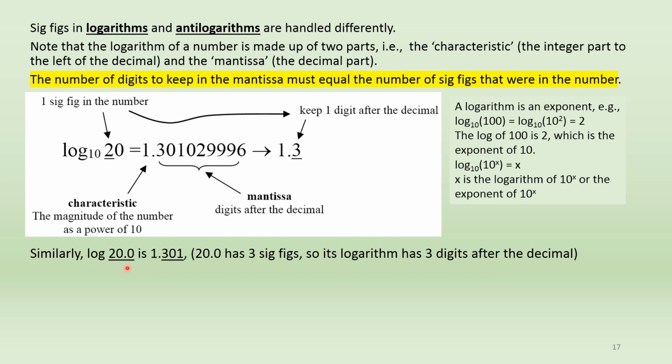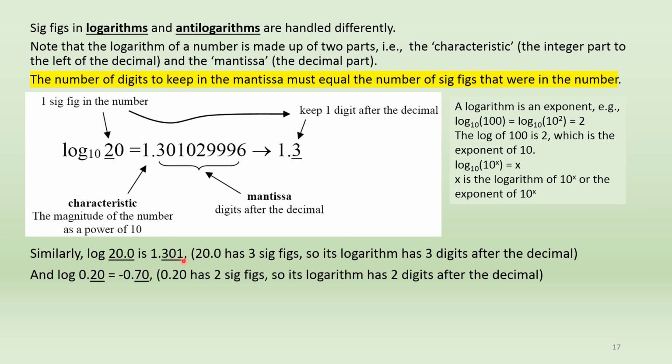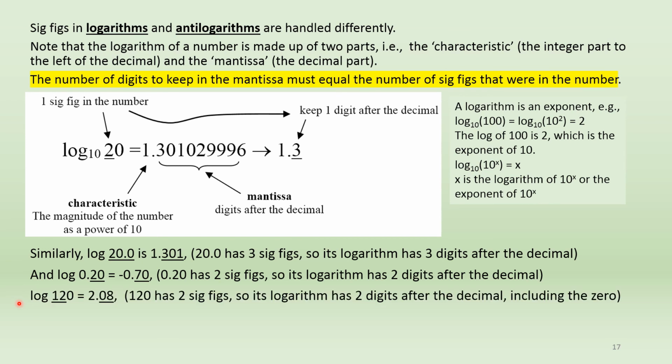Well, the number 20.0 has 3 sig figs, so the answer is 1.301, and I've kept 3 digits in the mantissa. The log of 0.20, well, this number has 2 sig figs, so I'm going to keep 2 digits to the right of the decimal in the mantissa, -0.70. Pay real close attention to this one.